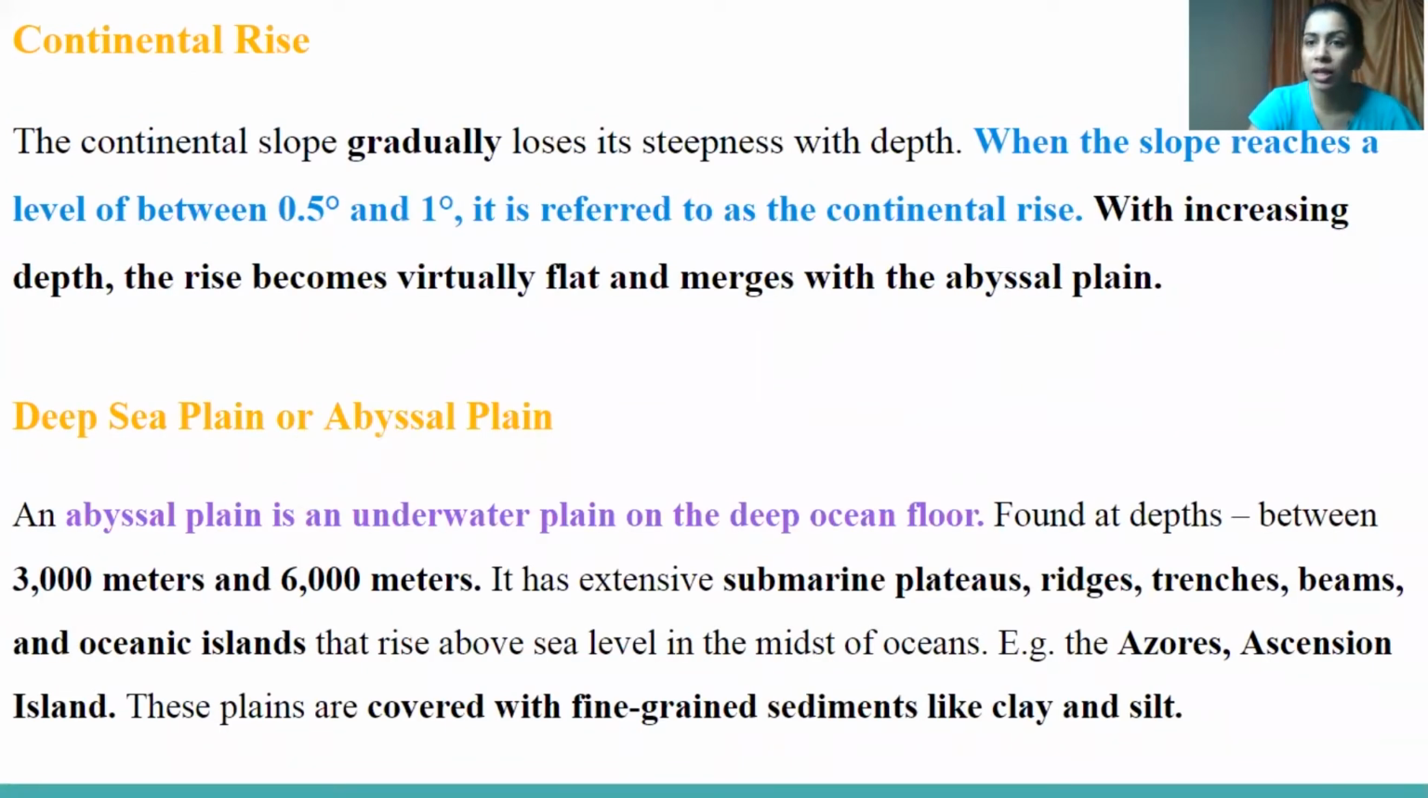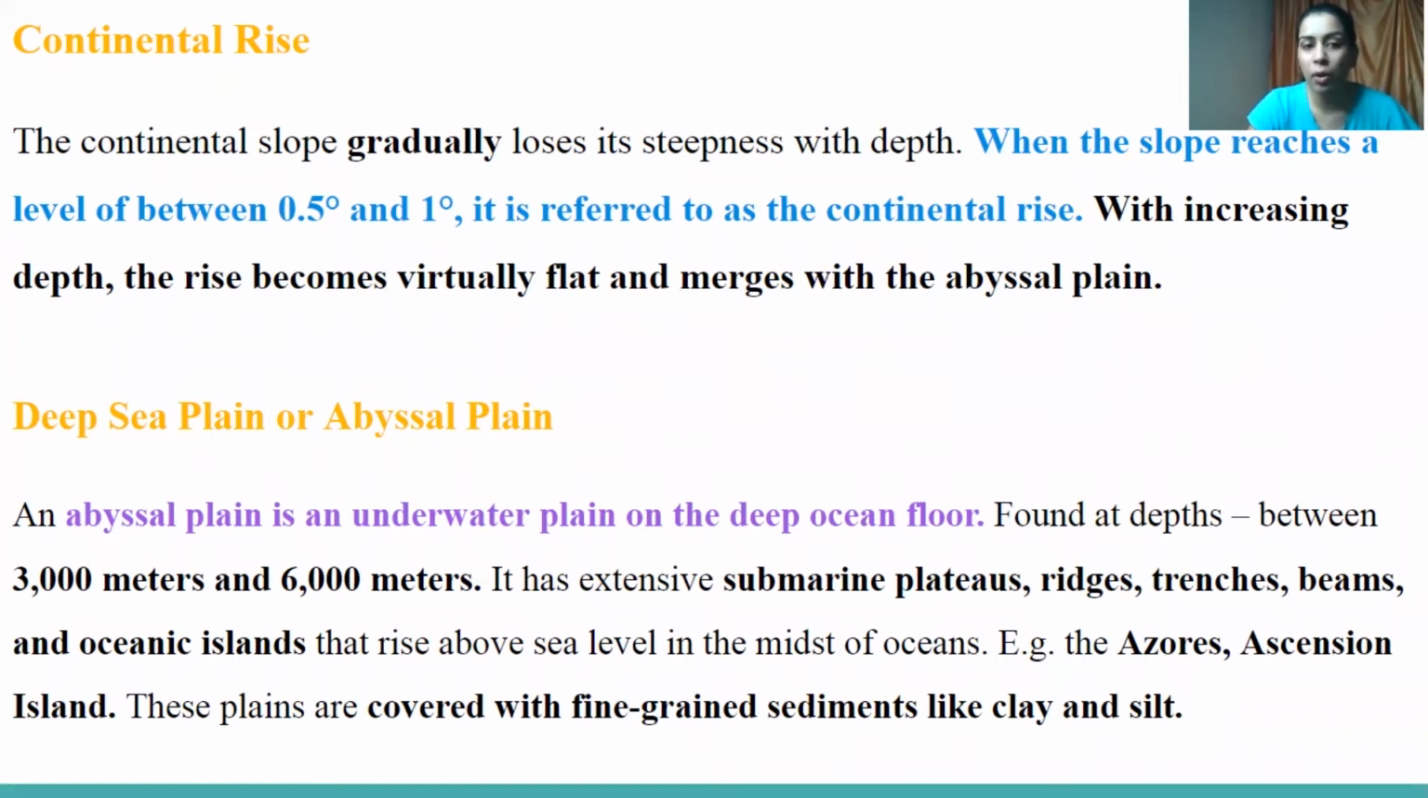The next is continental rise. The continental slope gradually loses its steepness with depth. When the slope reaches a level of 0.5 degree to 1 degree, it is referred to as the continental rise. With increasing depth, the rise becomes virtually flat and merges with the abyssal plain.